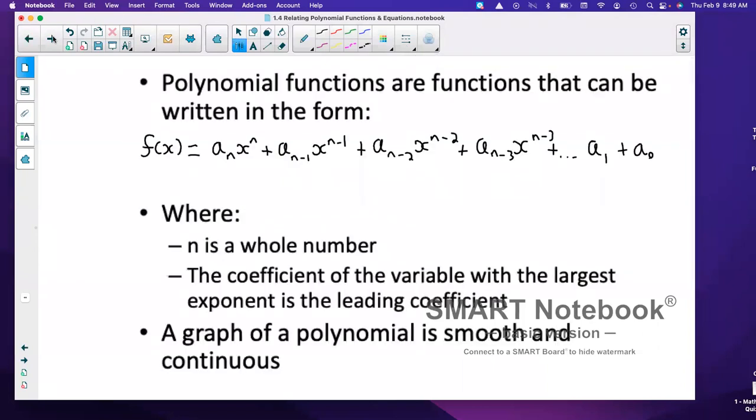So first we have a definition of polynomial functions. Polynomial functions are functions that can be written in the form f of x equals a subscript n, x to the power of n, plus a subscript n minus 1, x to n minus 1, and so on until we get down to just a0, and this should have been x to the 1.